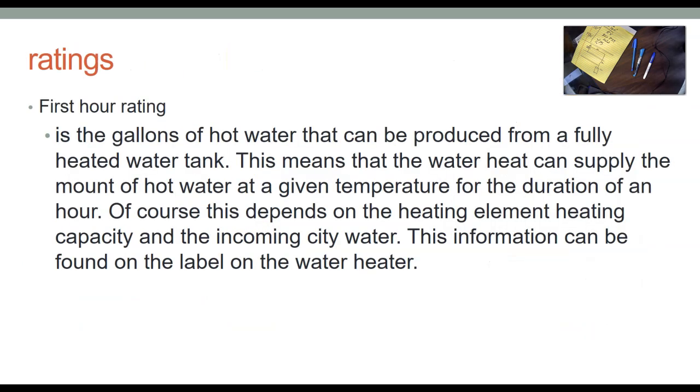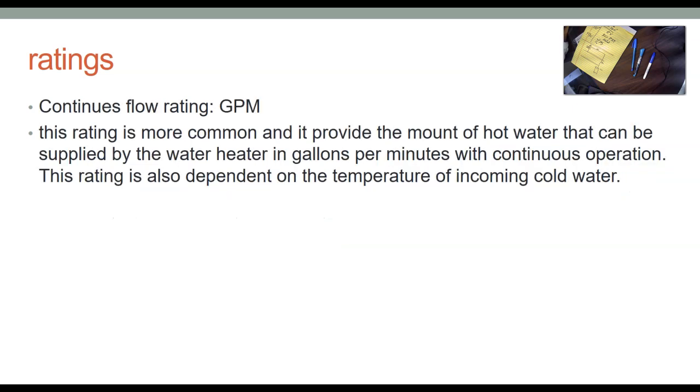Okay, so ratings. How do we rate those boilers? There's something called the first hour rating, which is basically how much hot water this boiler can supply you in 1 hour. You can read the definition. It's a little bit complicated, but that's an old rating. Now we do the GPM, continuous GPM. That's what we find more common now in the market, or sometimes it's liters per second, or whatever kind of unit you have.